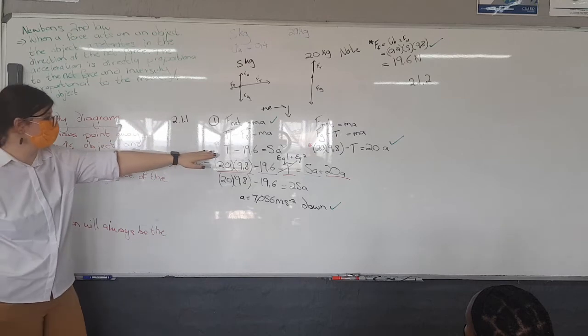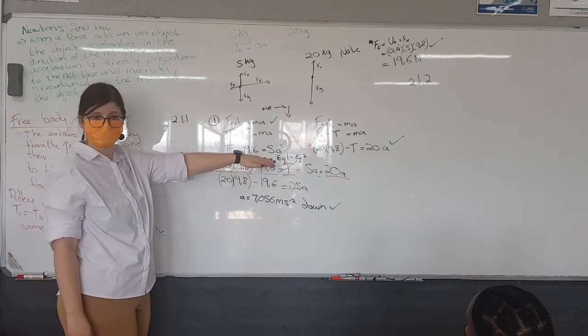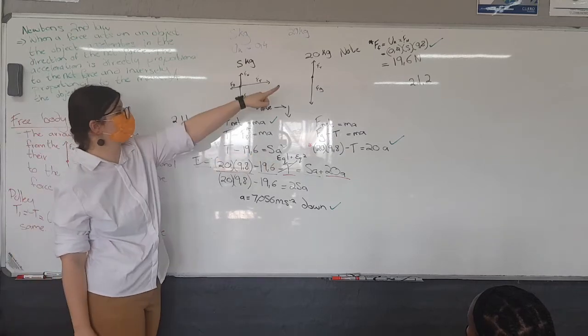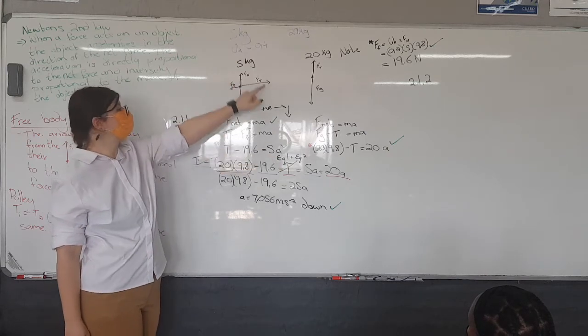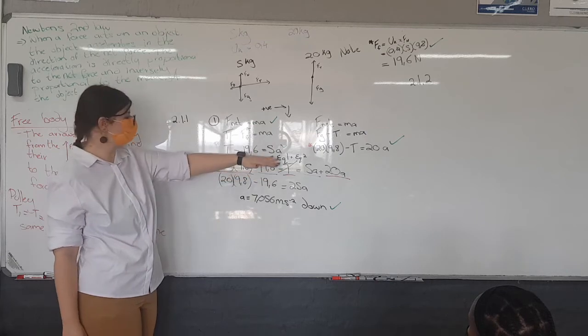So I add that into my equation. So now here I substitute my values into my equation. I know 19.6, I calculated my force of friction. I know my mass is 5 because this is my 5 kilogram block. Now we need this here.